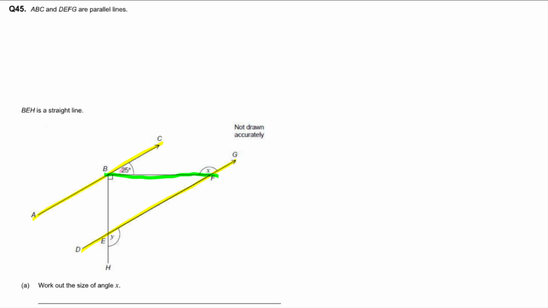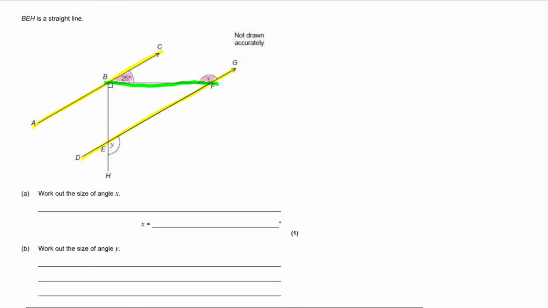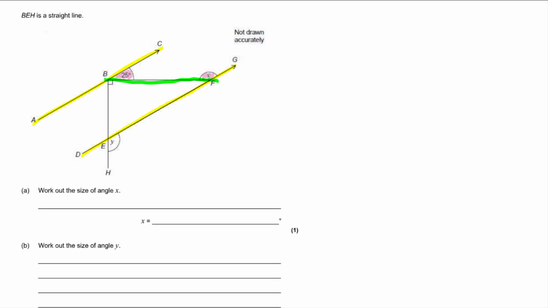So do you know what we call this angle here and this one here? These ones are called co-interior angles, aren't they? And co-interior angles sum to 180 degrees. So my X angle and the 25 add up to 180 degrees because they're co-interior. So that means that X must be 25 taken away from 180. That's 155 degrees.